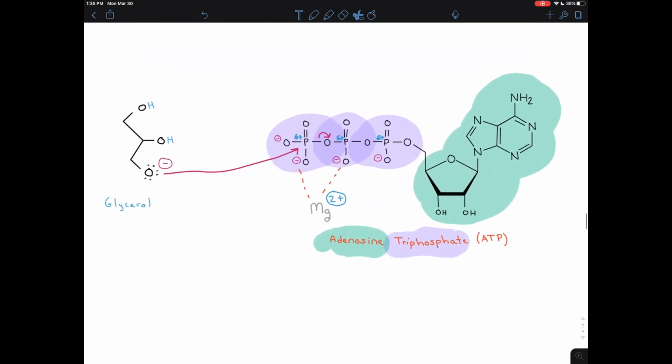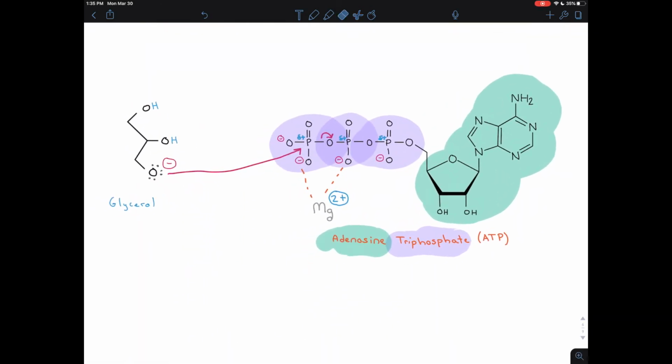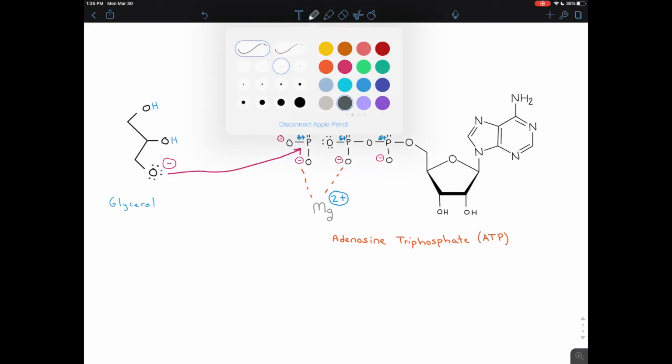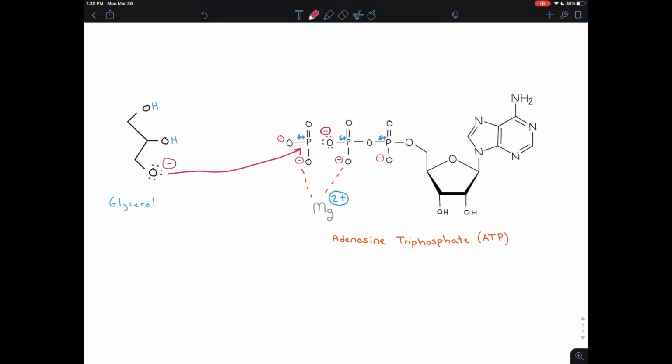So what we have here is this bond is going to break. The electrons from that bond will go onto that oxygen. Now this oxygen already had 2 lone pairs, now it's going to have a third. And that third lone pair gives this a full negative charge.